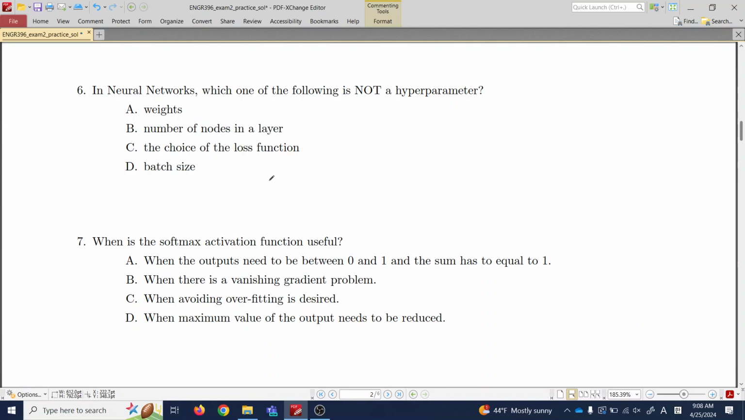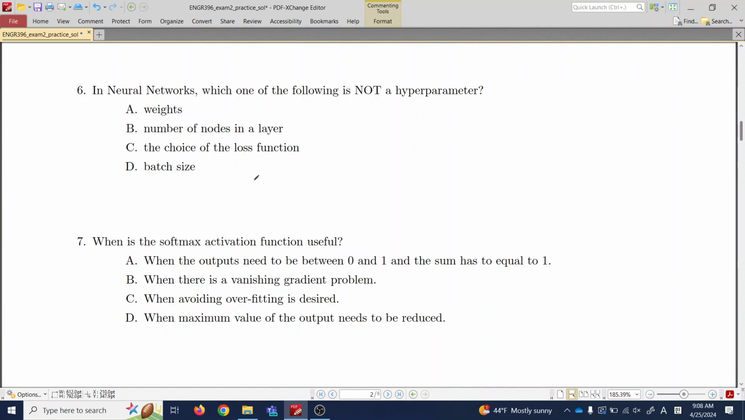Choice of loss function. No, you have to choose it before running the training. So choice of loss function is a hyperparameter. Oh, number of nodes. You have to have it set before you train it. You have to fix the number of nodes. You also have to fix the batch size to train it. But once it's run, what does it modify?